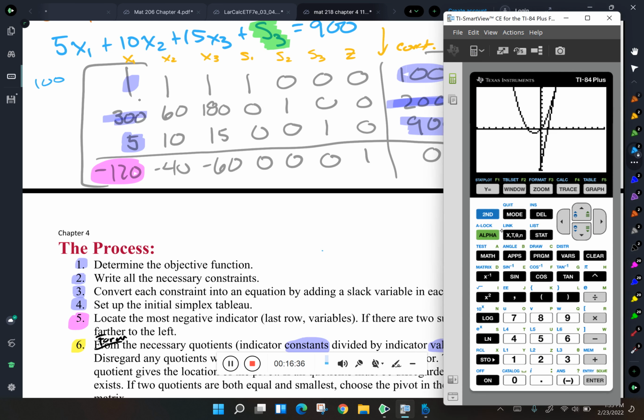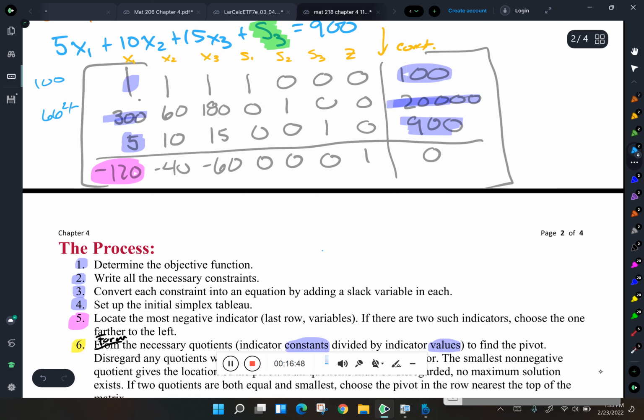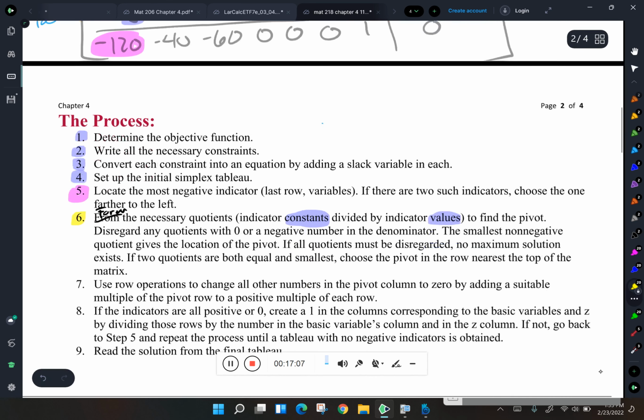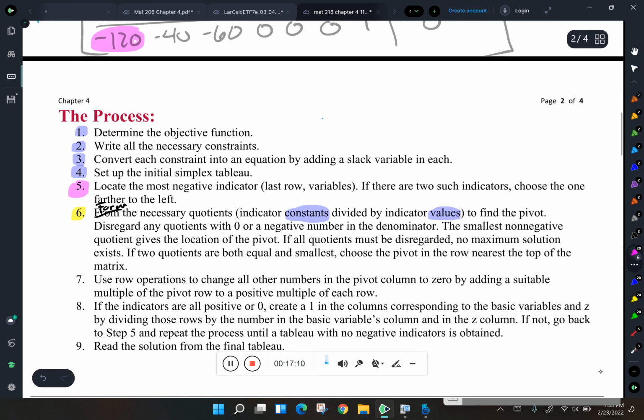So bring up my calculator. 20,000 divided by 300 is 66 2/3. And then I got 900 divided by 5, which is well over 100 and some. So we're looking for the smallest non-negative value, so that's that. That means that 300 is going to be our pivot element. And so then what we're going to do is we are going to pivot, this is step 7 down here, we're going to pivot on that element.